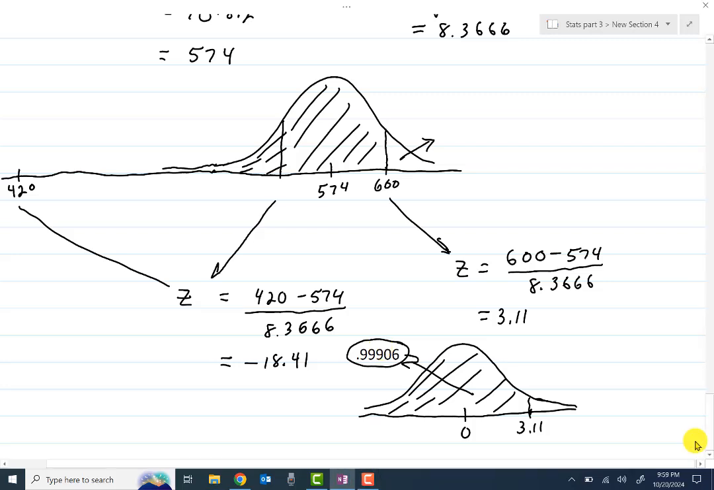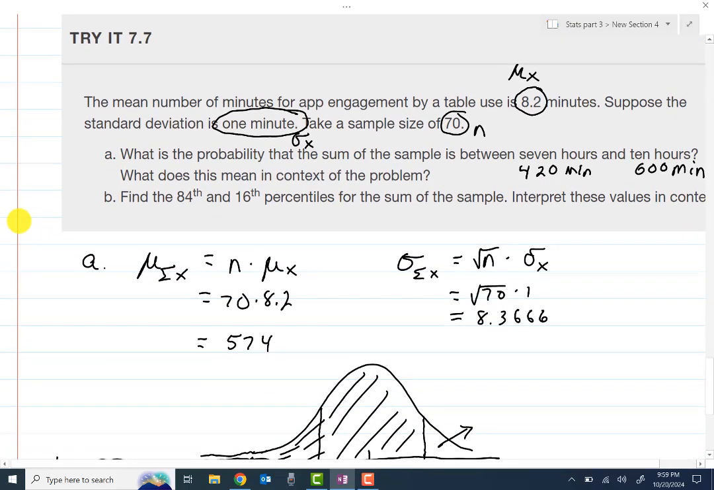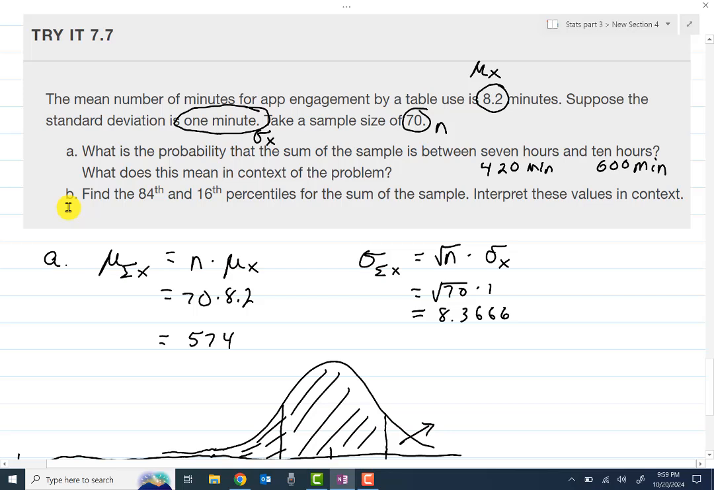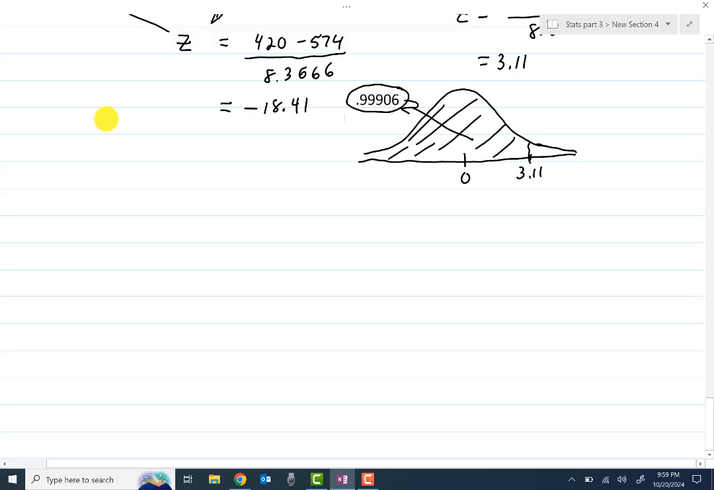For part B, let me see if I can find what it was they asked for. We want to find the 84th and 16th percentiles for the sum of the sample. So let's take a look. They should be quite similar to each other, because when we start these problems, we always look to the standard normal table for this information.